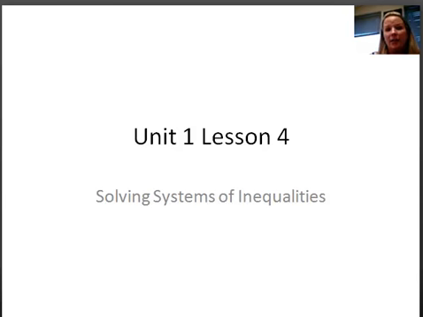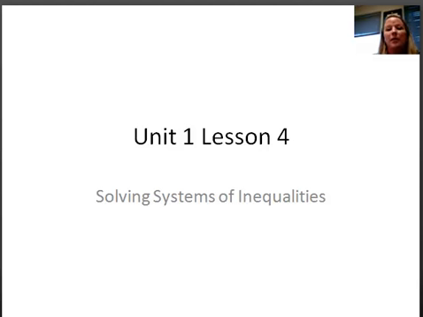Alright, so today we're going to talk about solving systems of inequalities. The difference between an inequality and an equation is the sign. Remember, inequalities are the greater than, less than, greater than or equal to, less than or equal to signs, okay? They're a little different when we talk about systems because we have to deal with the fact that there are infinite solutions to an inequality, whereas an equation only has one solution.